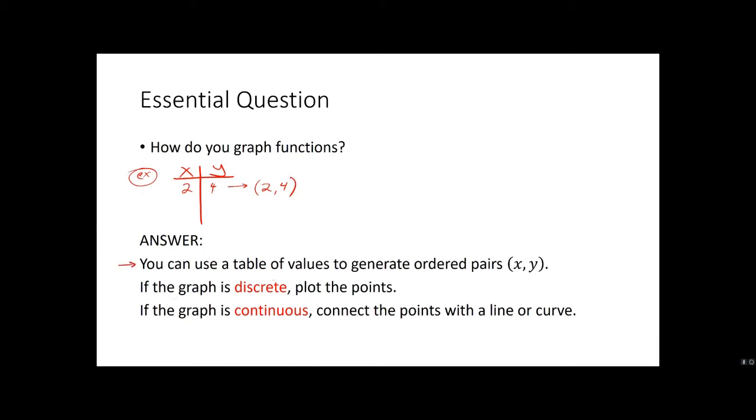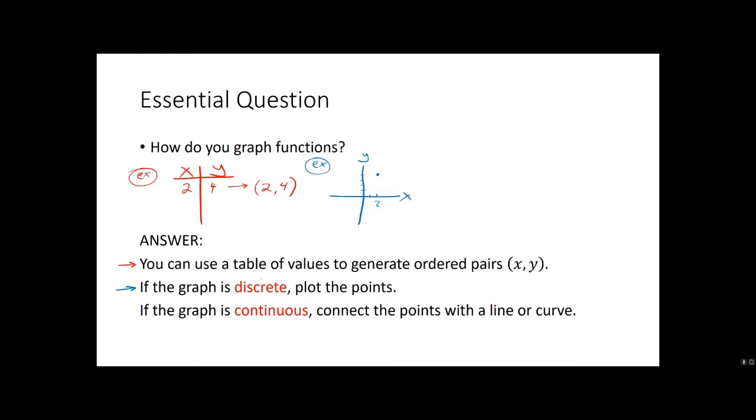Now, if the graph is discrete, you would just plot the points. So in this example, let me use a different color here. There we go. So in blue, if it was discrete, you would basically just plot the points. So you would have your graph with your x-axis and your y-axis. And let's say you had again 2 comma 4. Well, 1, 2, comma 4. 1, 2, 3, 4. Okay, so that'd be an example, just plotting the points given to you.